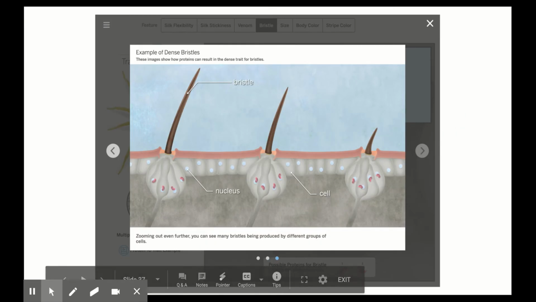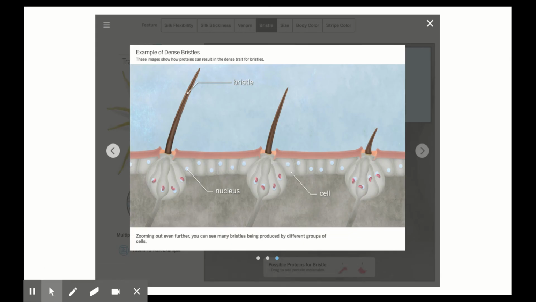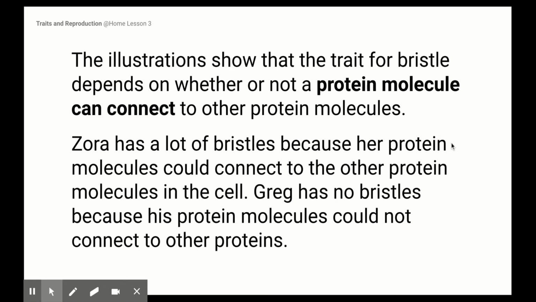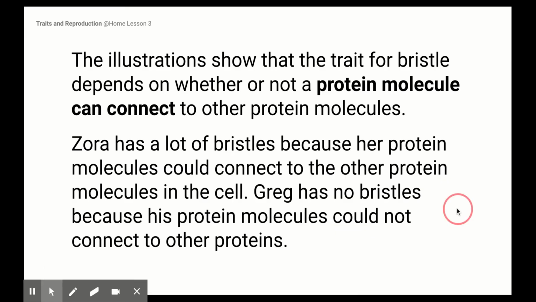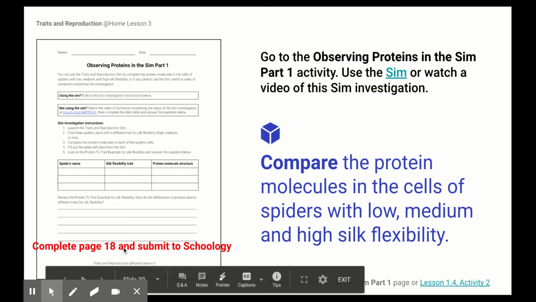So zooming out even further, you can see that many bristles are being produced by different groups of cells. And Zora has a lot of bristles because her protein molecules could connect to the other protein molecules. Greg, unfortunately, has no bristles because his protein molecules could not connect to other proteins.